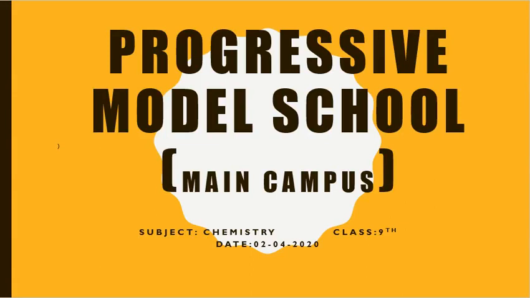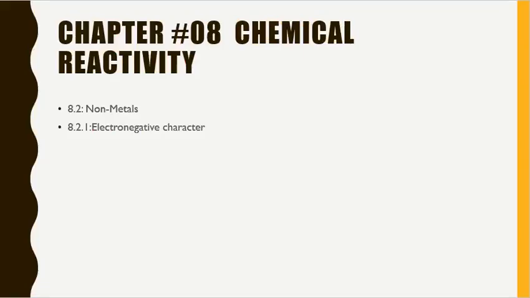In the last lecture we have learned about noble metals, especially gold, platinum, silver and copper, and so far we have discussed their uses. Now today our topic is non-metals and electronegative character. What is the difference between metals and non-metals? We will go through several differences and their electronegative character.